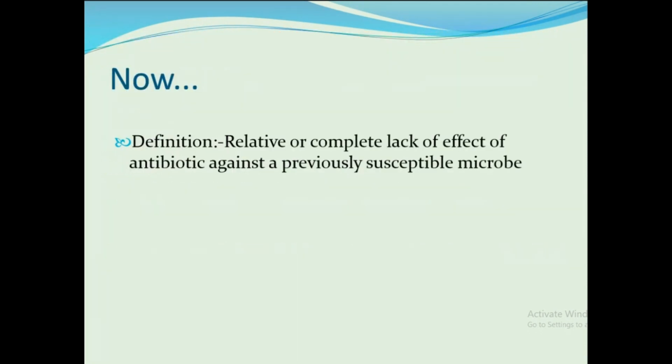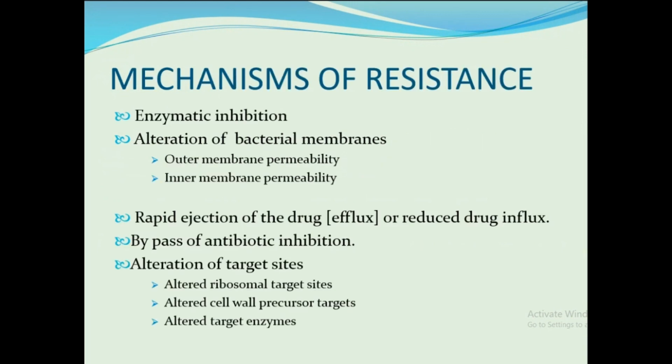So what is the current scenario? So the relative or complete lack of effect of antibiotics against a previously susceptible microbe. We are dealing with this right now. Everyone is looking into multi-drug resistance organisms and pan resistance, supposedly Pseudomonas or even Klebsiella. We are having carbapenem resistance, even colistin resistant organisms, right? So how this resistance develops, we have to understand that in basic.